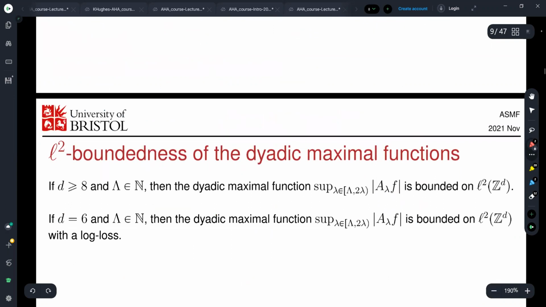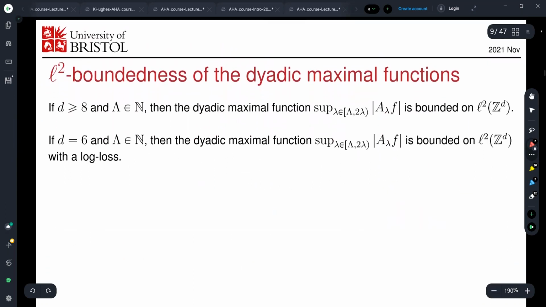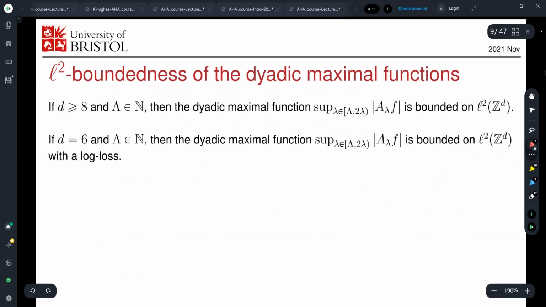Great. So are there any questions before I give a proof of the L2 boundedness of the dyadic maximal function? Bear in mind, I can't actually see if anyone has any questions, so just speak up.